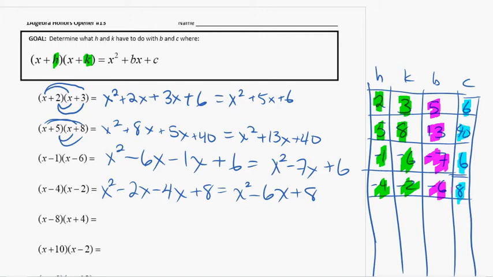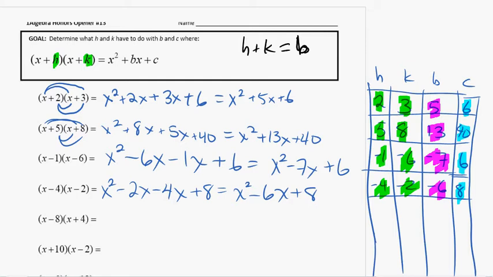So hopefully by now what you've seen, or will see, is that when you add h to k, like 2 and 3 gives you 5, that will give you b. 2 and 3 is 5, 5 and 8, 13, -1, -6 is -7, -4, -2 is -6. So this is why those skills of being able to add integers start to come into play. Because if you can see this pattern, then you can take advantage of it. So that's h and k as it relates to b.